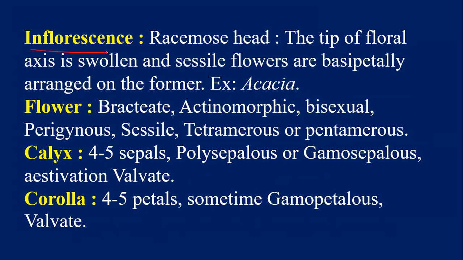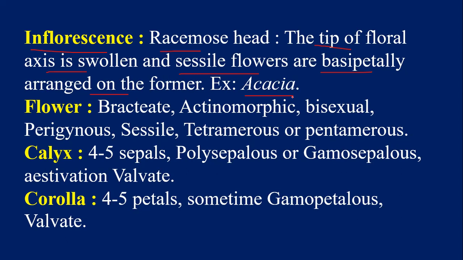Inflorescence. What do you know about inflorescence? Several flowers arranged on a common axis is called an inflorescence. What kind of inflorescence is seen in this family? Racemose. The racemose type of inflorescence is common among Leguminosae family members. Older flowers are seen at the base, younger flowers at the top. The tip of the floral axis is swollen. Sessile flowers are basipetally arranged in the former example, acacia.